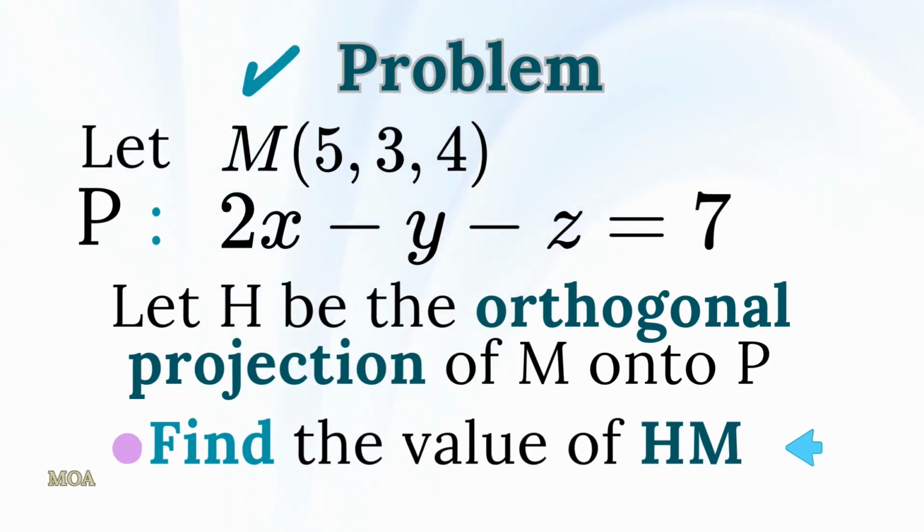In this problem, we are given a point M with coordinates 5, 3, 4, and a plane P defined by the equation 2x minus y minus z equals 7. Let H be the orthogonal projection of M onto P. Our question is, find the value of HM.